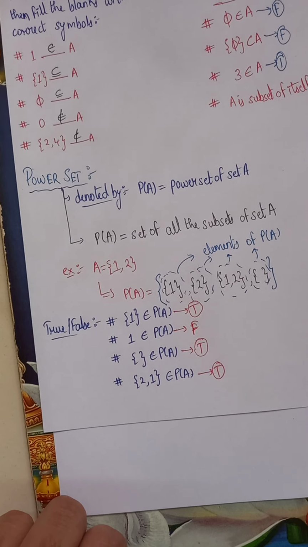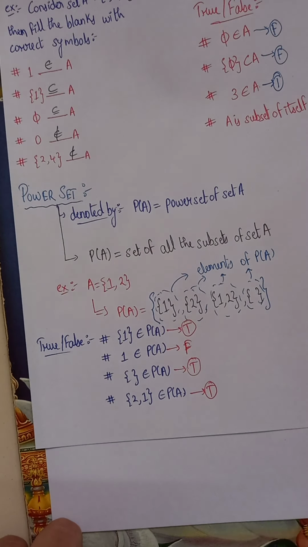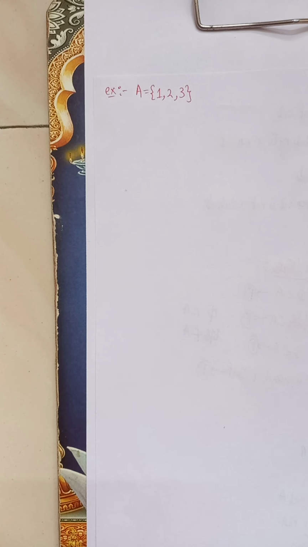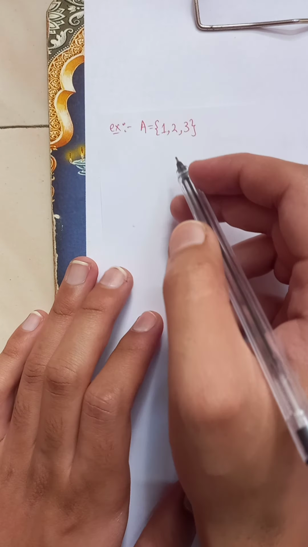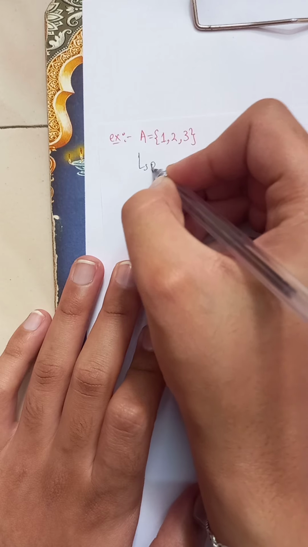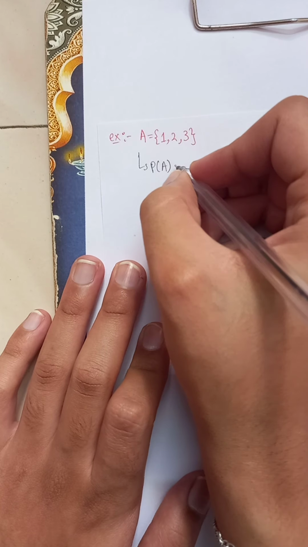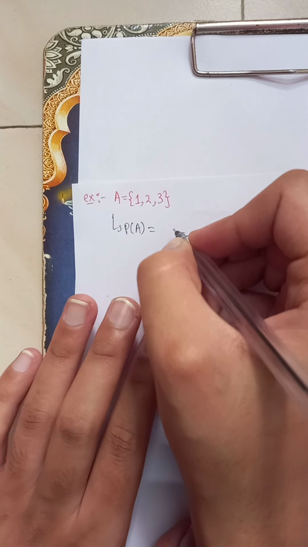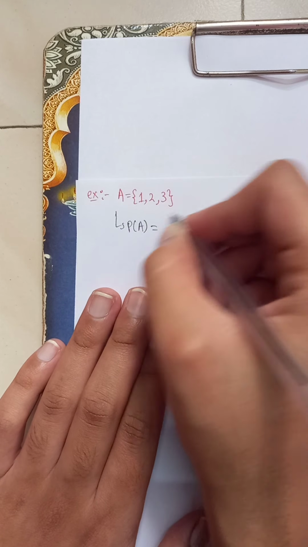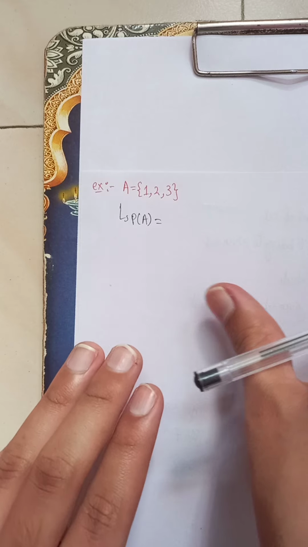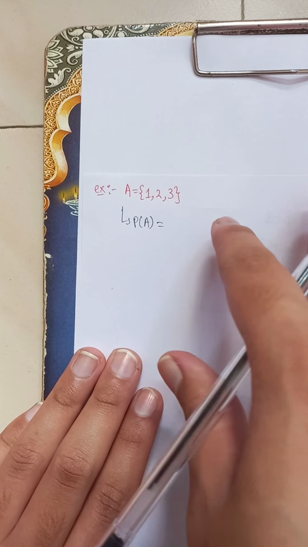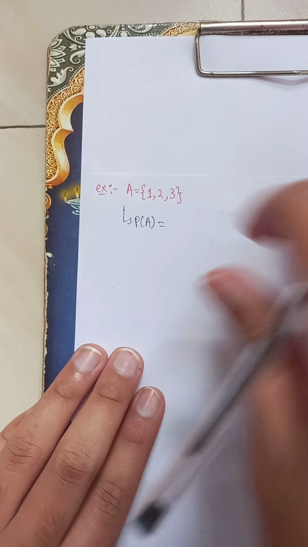I hope you understood what I taught here. Let's do another example. The given set A is equal to {1, 2, 3}, and we need to write the power set of set A. This is a technique: first write all the subsets of set A, then put curly brackets so that the subsets of set A become elements of the power set of set A.